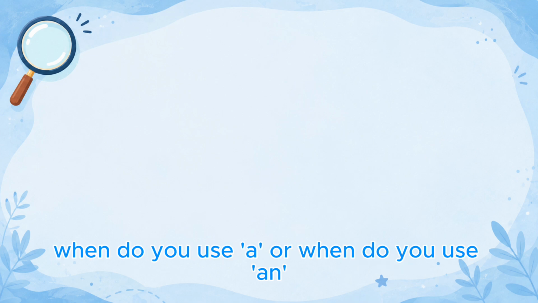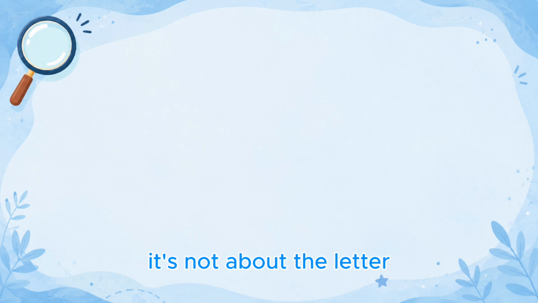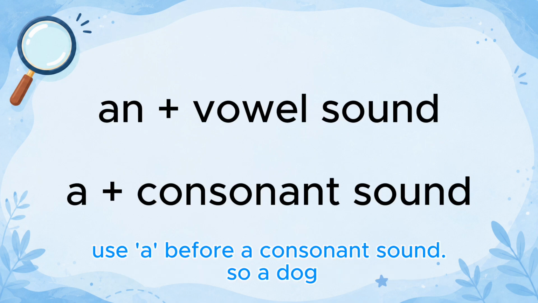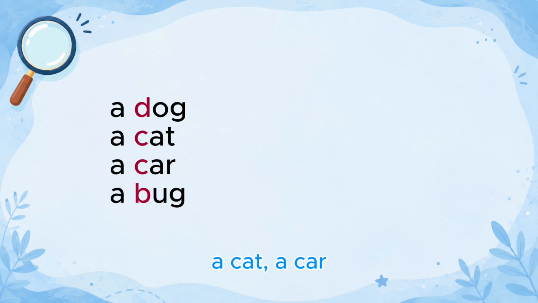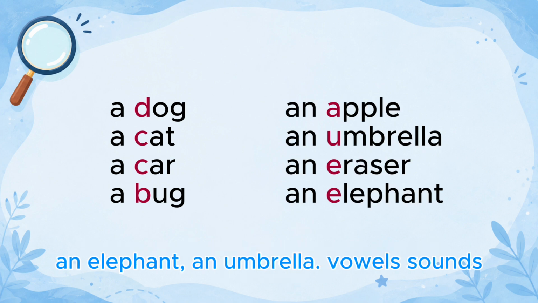When do you use a or when do you use an? Here's the trick most people get wrong. It's not about the letter, it's about the sound. Use an before a vowel sound. Use a before a consonant sound. So a dog, a cat, a car, those start with consonant sounds. Or an apple, an elephant, an umbrella, vowel sounds.